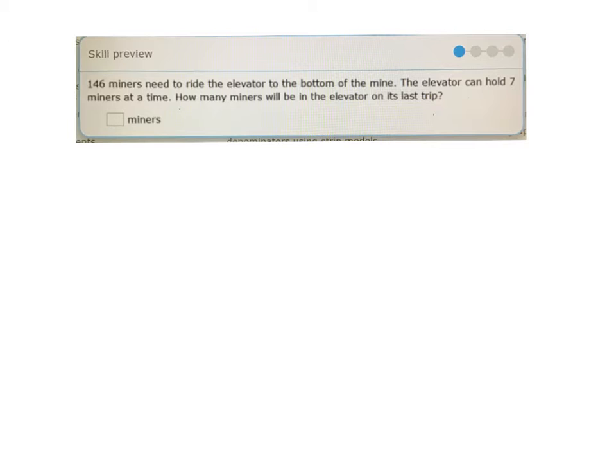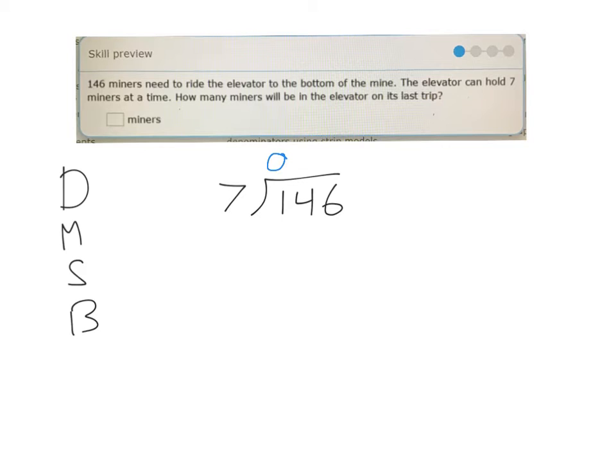So let's start with the basic division. On the side, I'm going to write our steps: divide, multiply, subtract, bring down. And then I'm going to write the division right here. 146 divided by 7. I'm going to go ahead and start the steps. Beginning with division. How many 7s can I take out of 1? I can't take any 7s out of 1, so I'm going to put a 0. 0 times 7, next is multiplying. 0 times 7 is 0. Subtract. 1 minus 0 is 1.